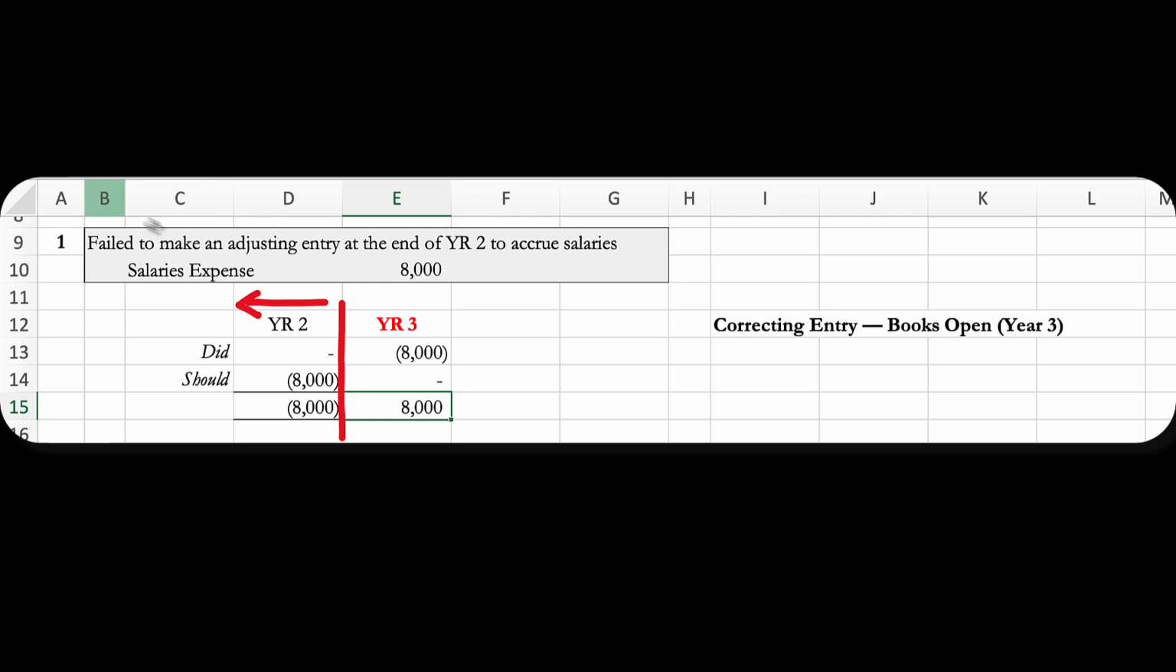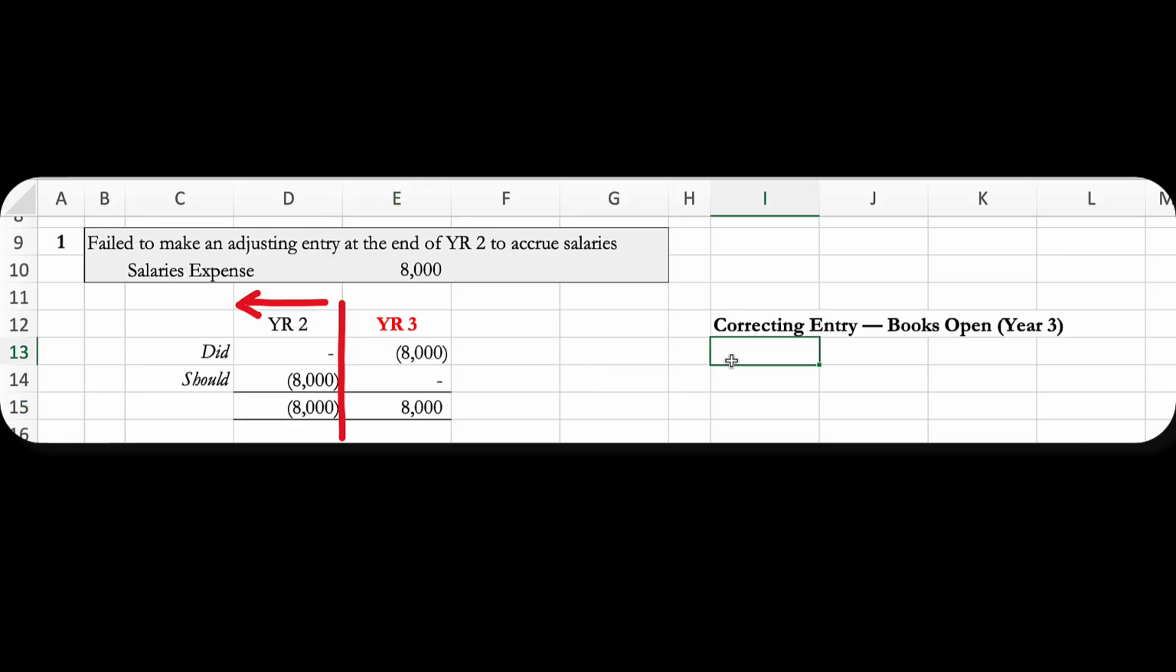Now, when I'm looking at the current year and the books are open though, what's wrong with the current year is in this column. It's an $8,000 expense that we recognized that we should not have. So really we need to add $8,000 back to our net income. Our net income is understated by $8,000. We need to add $8,000 back.